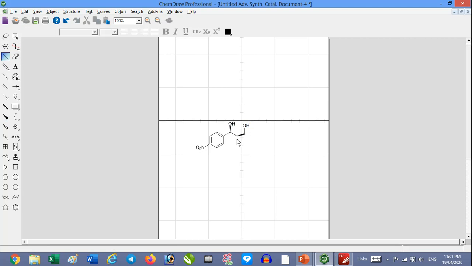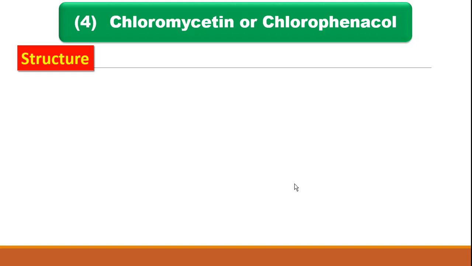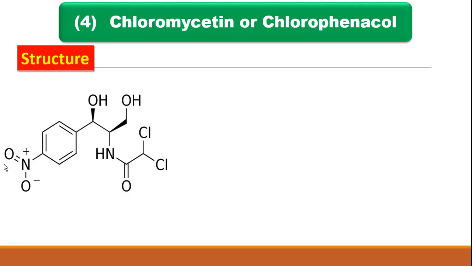OH and OH, and here we have N, and this nitrogen is attached to a C double bond O group, and this is attached to a carbon which has 2 chlorines, just 2 chlorines. So this is the structure of chloramphenicol. The chloramphenicol structure has a benzene ring with a nitro group at this position. After that, you remember 1, 2, 3, and here we have OH, here we have OH, but these two are at the top side, and here we have NH, C double bond O, CHCl2.